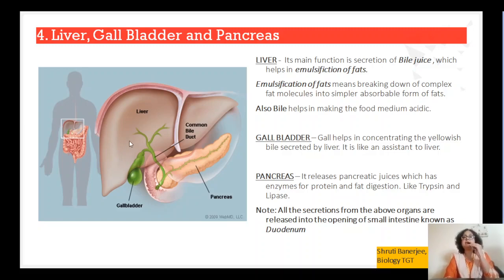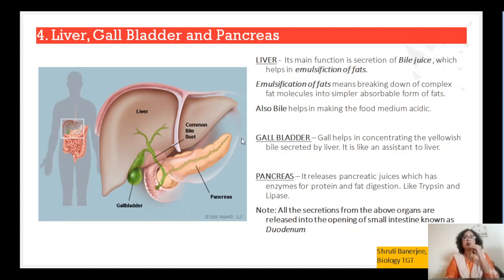The gallbladder is like an assistant to the liver. It helps in concentrating. It is not secreting anything different from the liver. It just concentrates the bile juice, a highly concentrated, yellowish liquid, together with the liver. Okay, it is like an assistant of the liver. Both the liver and gallbladder secrete bile juice. Okay, so here the bile juice secretion has come and opened into the duodenum of the small intestine.